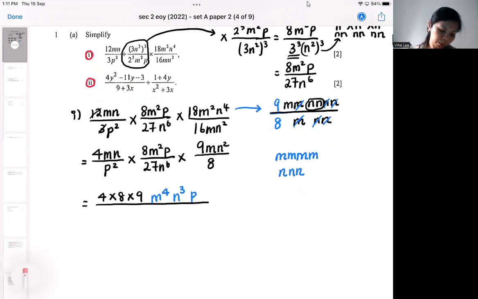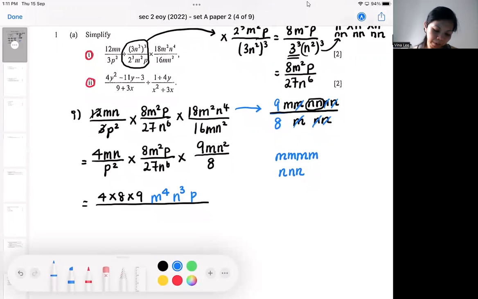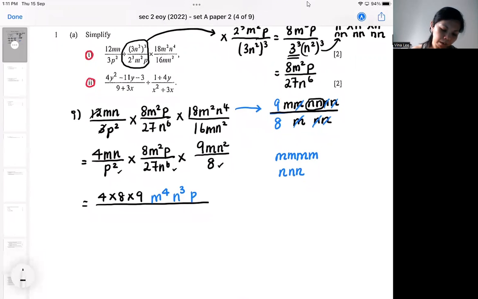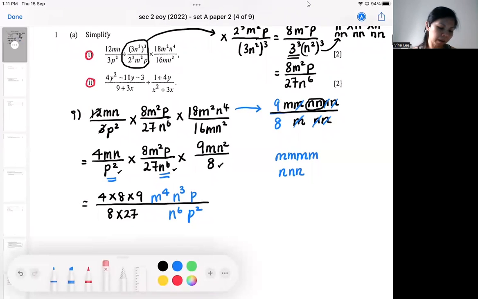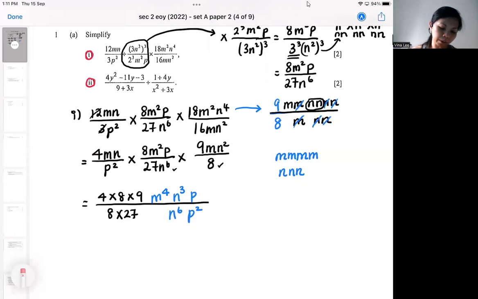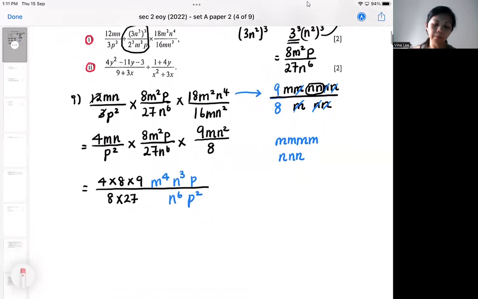Okay, then let's go to the bottom. So when we go to the bottom, it will be the same thing. You look at the 3 denominators. The number will go first, and you got n to the power of 6. There is an n to the 6, and then there is a p squared. So this is what I'm getting after I'm trying to be very organized with my numerator times numerator.